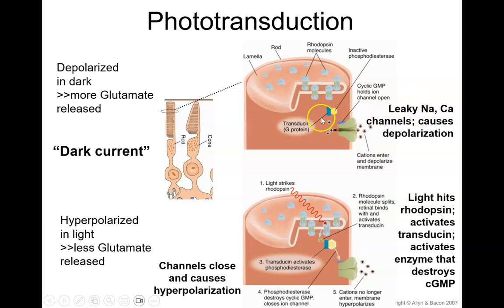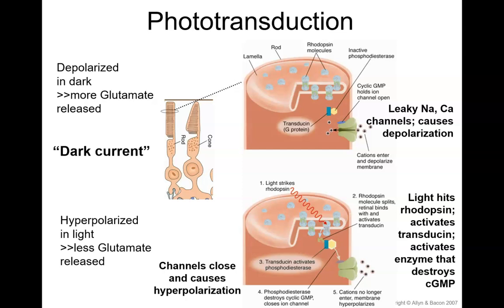So in the dark, these leaky channels will stay open. Sodium and calcium will flow inside of the cell and depolarize it. And because calcium is entering the cell, we get more glutamate release in the dark. So in the dark, our rods and cones are depolarized. Sometimes we're going to call this dark current. Anytime that we are in the dark, we are getting a constant flow of glutamate from our photoreceptors.